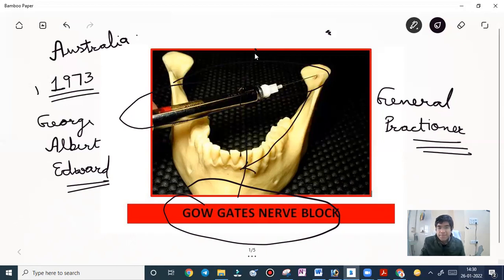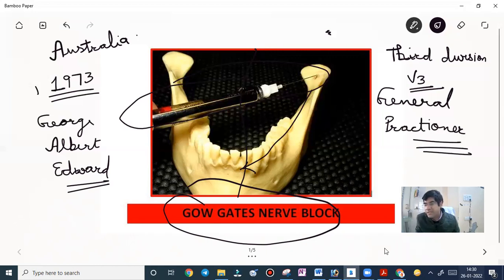So what are the other names of the Gow Gates technique that you have to remember for your exam? Number one, it is also known as the third division nerve block or V3 nerve block. So what are the nerves that are anesthetized in the Gow Gates technique? Let us discuss that.